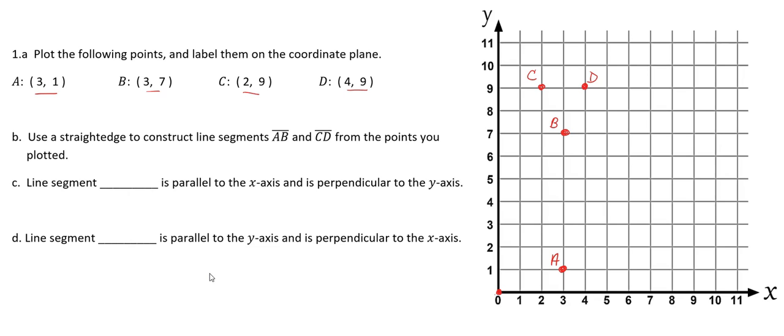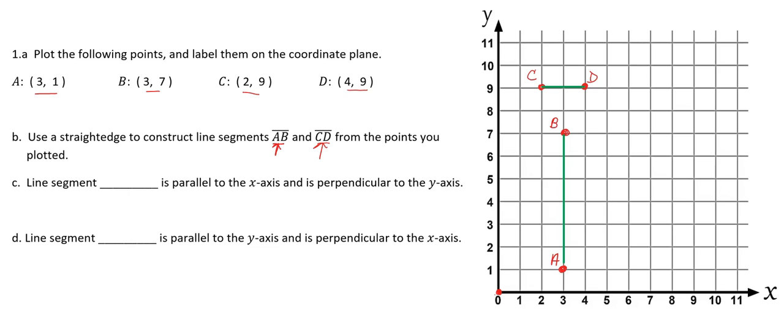Question B says to use a straight edge to construct line segments AB and CD from the points that we plotted. So I'm going to make a line by connecting points A and B first, and then I'll make another line connecting points C and D. So I've connected A and B, and I've connected C and D.